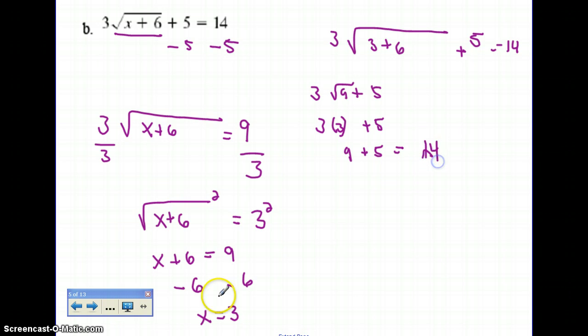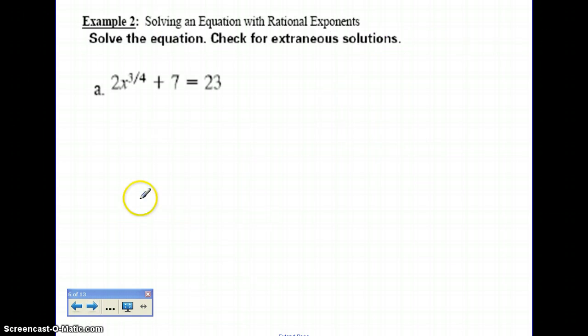Okay, so try the next 2 examples. I want to jump to example 2 and look at some of those questions. In this case, this is my rational exponent, and this is what I want to get by itself. So I'm going to subtract 7 from both sides. I have 2 times x to the 3/4 equals 16. I'm going to divide both sides by 2. So I have x to the 3/4 equals 8.